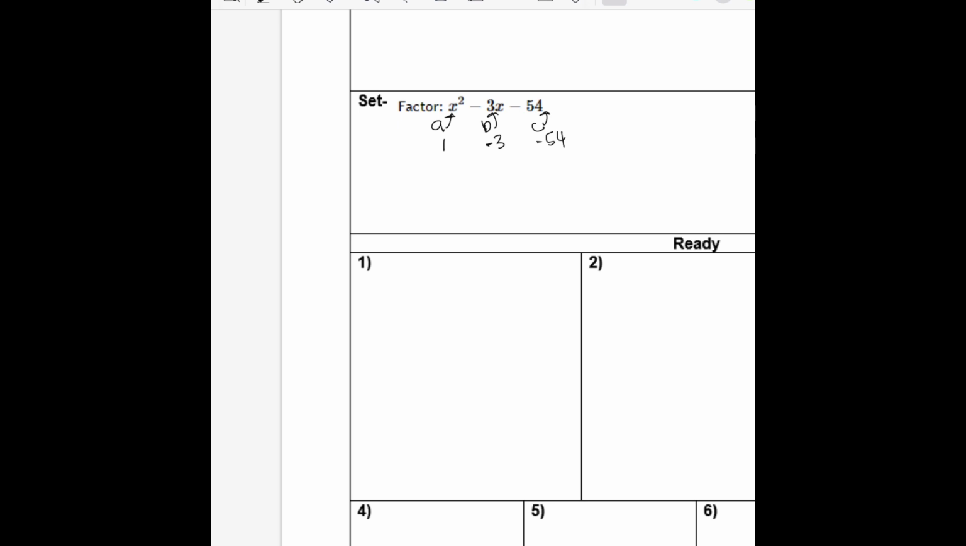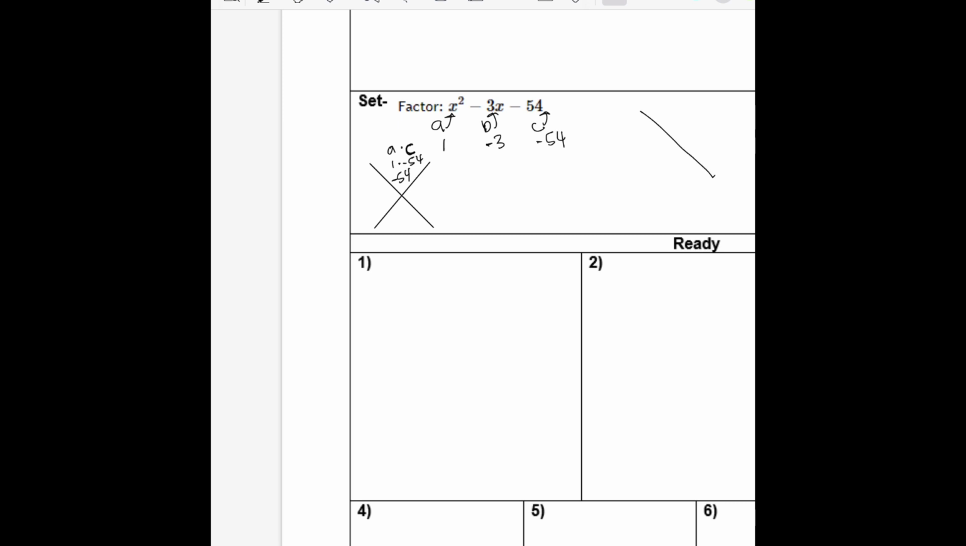So our A, B, and C values do still have a pattern in these types of problems, but it's not that same pattern. It's a little bit different. So here's how we figure out what those relationships are. We draw ourselves an X, and what goes in this X on top is whatever value A multiplied by C is. So in this case, our A is 1, and our C is -54. So we're going to do 1 times -54, which is -54. And that's what goes in the top of our little X.